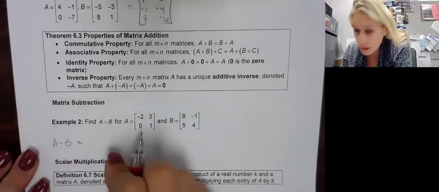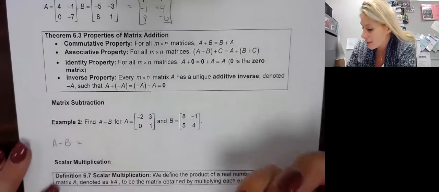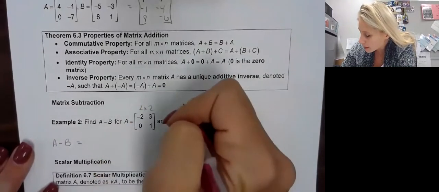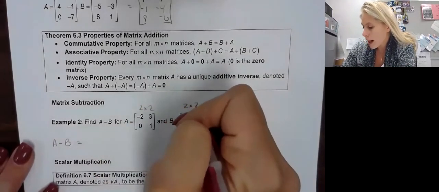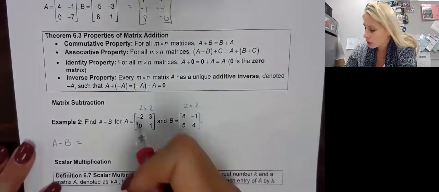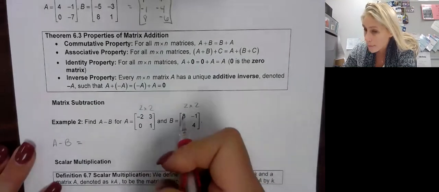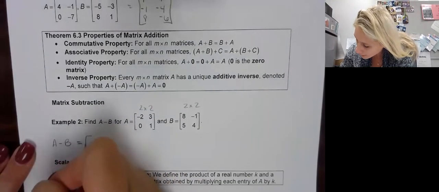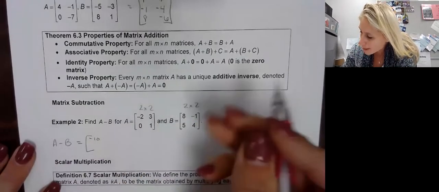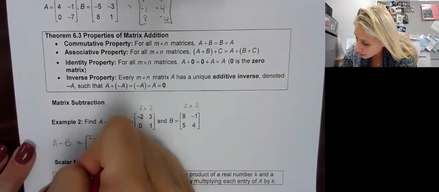Okay, so first of all, I have to make sure they're the same dimensions. This is a 2 by 2, and this is a 2 by 2. So I know I can subtract them. Then I'm going to subtract each entry. -2 minus 8 is -10. 3 minus -1 is 4.